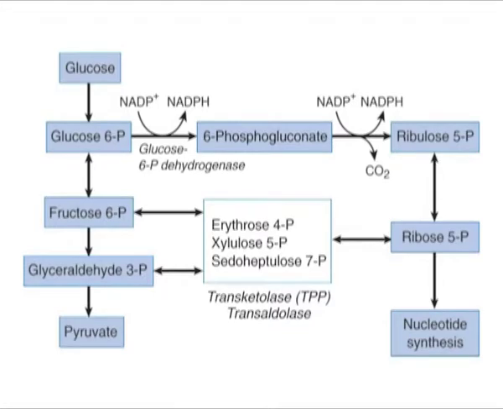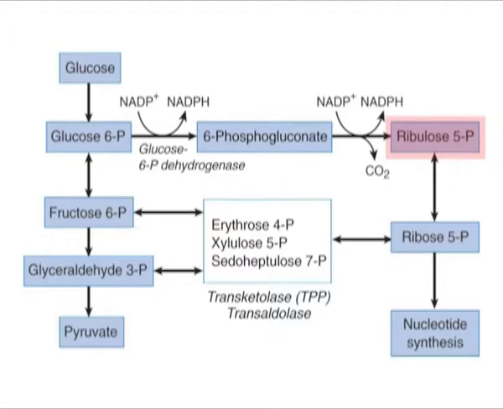The second pathway, that is the pentose phosphate pathway, can take place either aerobically or anaerobically. This pathway starts with the oxidation of glucose 6-phosphate to 6-phosphogluconate, followed by the oxidation of 6-phosphogluconate to ribulose 5-phosphate and a carbon dioxide. NADPH is produced during the oxidation.